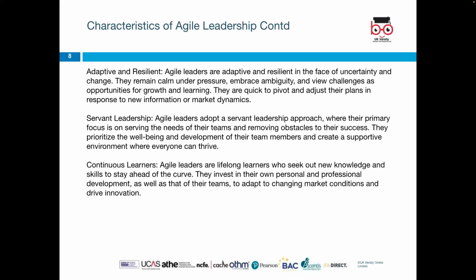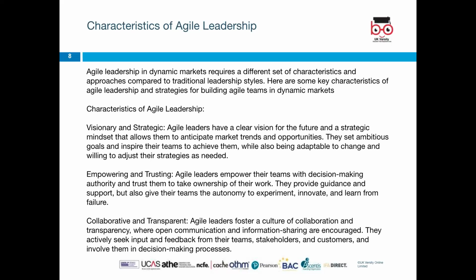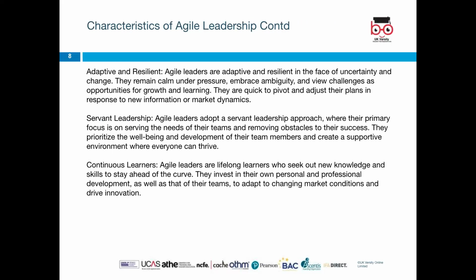So, in continuation, we have the characteristics of agile leadership: adaptive and resilient. Agile leaders are adaptive and resilient in the face of uncertainty and change. They remain calm under pressure, embrace ambiguity, and view challenges as opportunities for growth and learning. They are quick to pivot and adjust their plans to respond to new information or market dynamics.